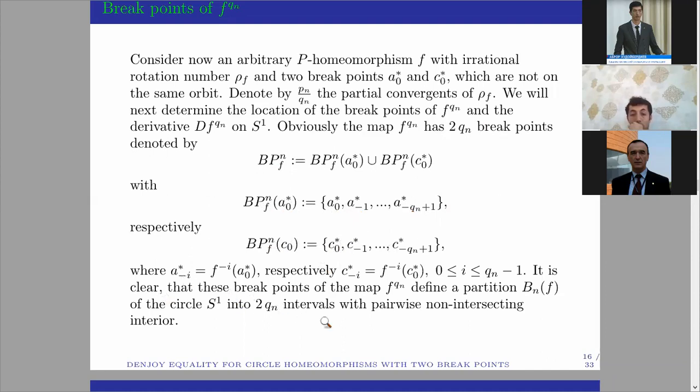And this partition B_n of the circle consists of two qn intervals. They are pairwise disjoint, but they just intersect by their endpoints.